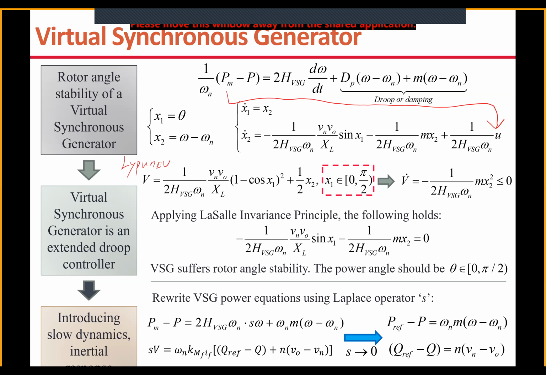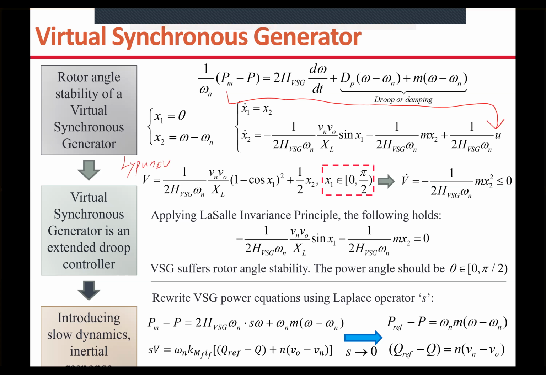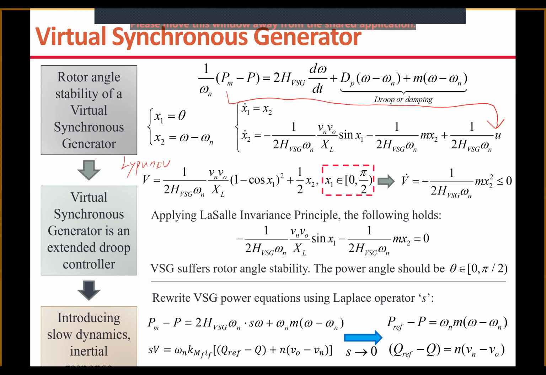So at steady state, when S equals 0, you can see the real power of the VSG would behave like this, and the reactive power would behave like this, which exactly matches the droop control response. That's why the VSG control can achieve droop control automatically.